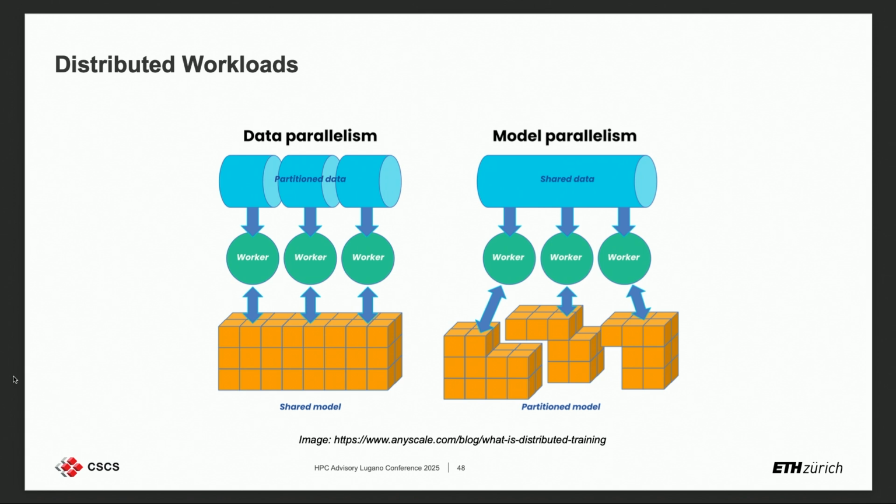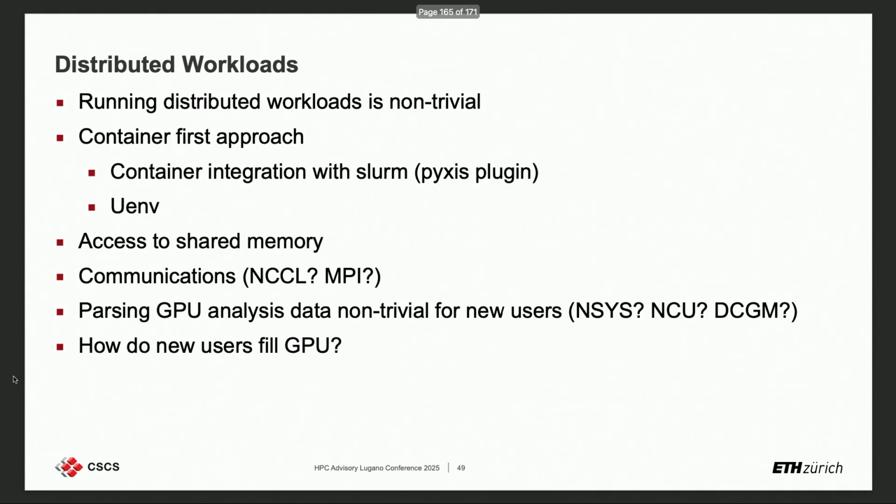So what are the challenges when we're looking at GPU saturation and what the user has running on the system? The main challenge here, in particular with machine learning, is that we have distributed workloads. We have data parallelism, we have model parallelism, we have hybrid modes between these. We have different models of use.